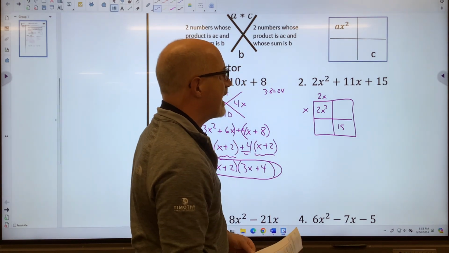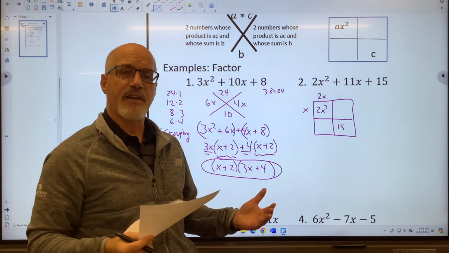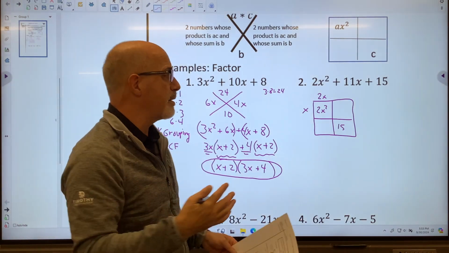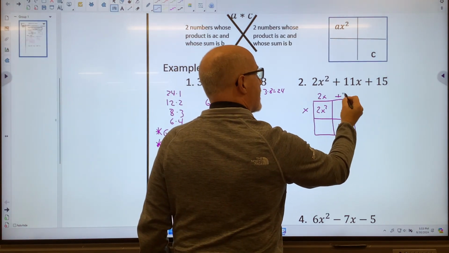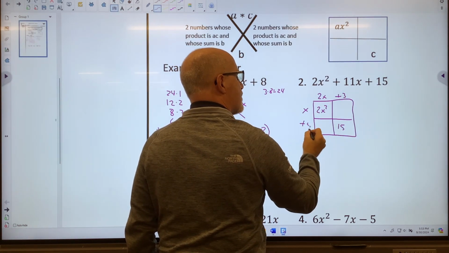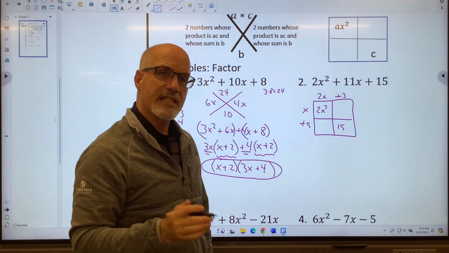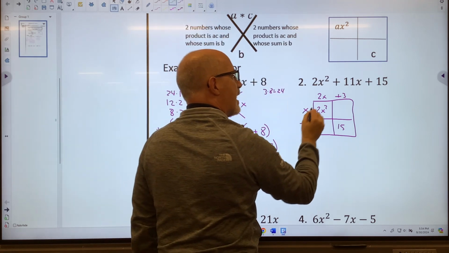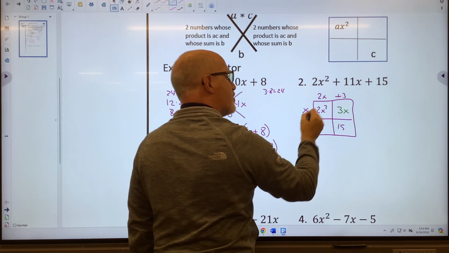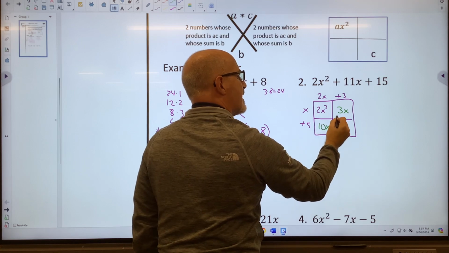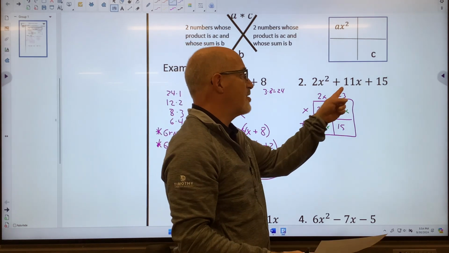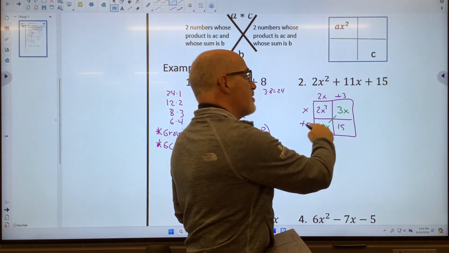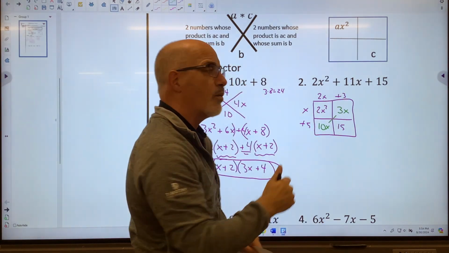Now my 15, I can have 15 and 1. I can have 5 and 3. I tend to like to try the middle ones first. So I'm going to try putting a plus 3 here. And 3 times 5 gives me 15, so I'm going to put a plus 5 here. Let's check to see what that gives me in the box. So for this, when I multiply these two together, x times 3 gives me 3x, 2x times 5 gives me 10x. These two come close, but they don't add together to give me that 11x. So that's not the solution because these two like terms don't combine to give me that middle one.